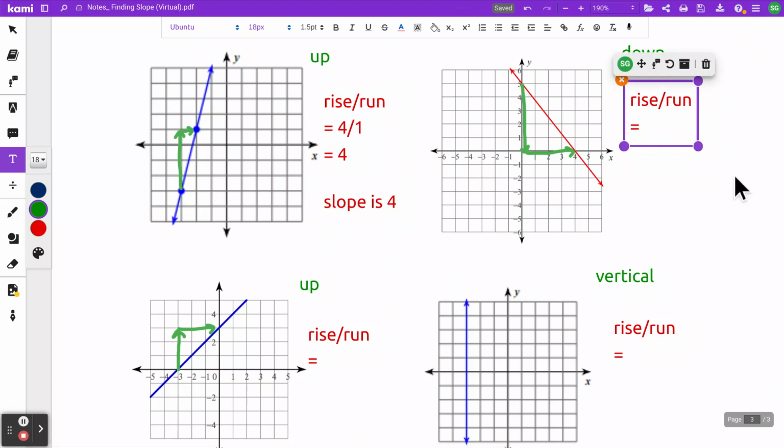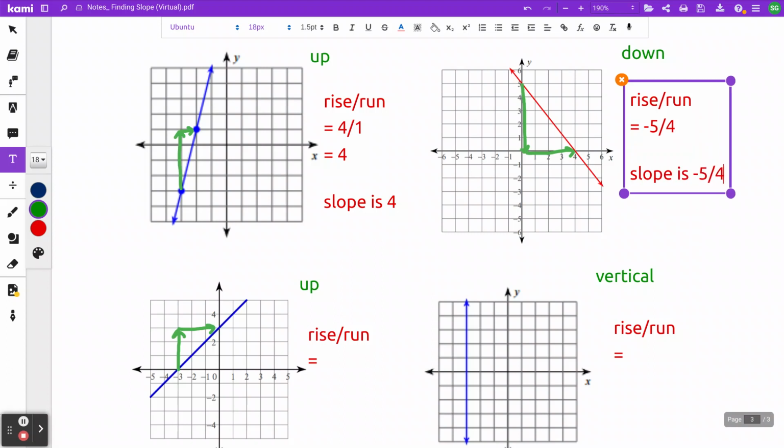For my second one, I've marked those 2 points there. So starting on the left side, that's at the point at the 5, and moving to the right from that first point at 5, I need to go down 5 boxes. Down 5 means -5, and I'm going over 4 boxes. There's nothing else I can do with that fraction, so that just means the slope is -5/4.